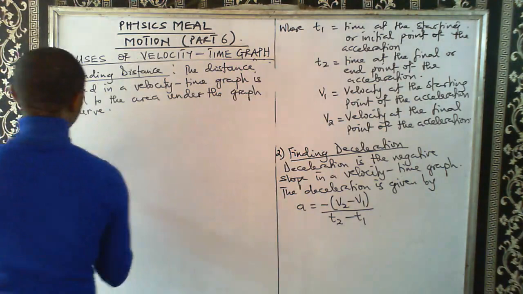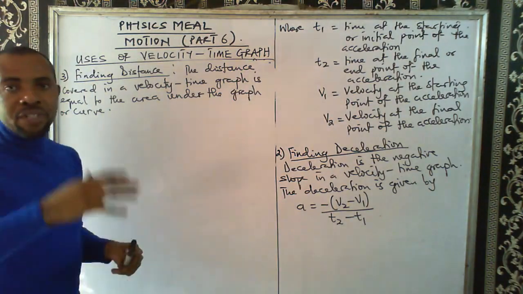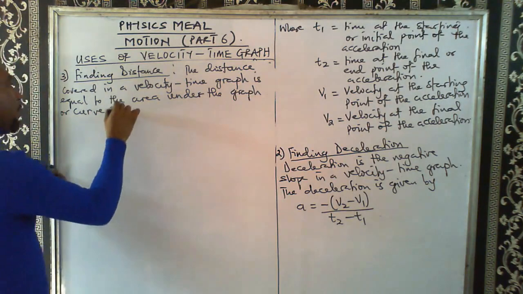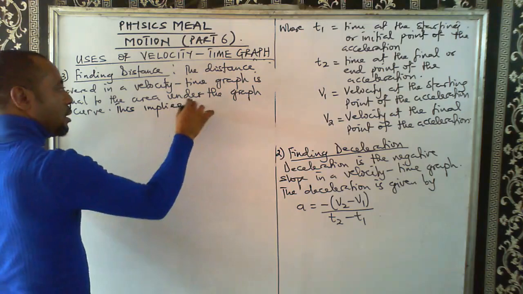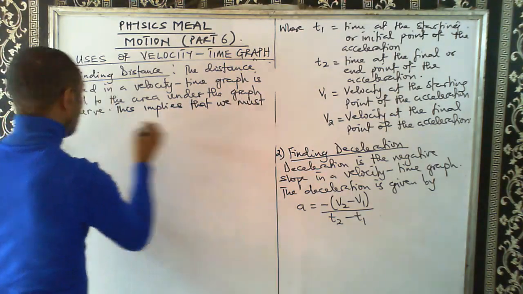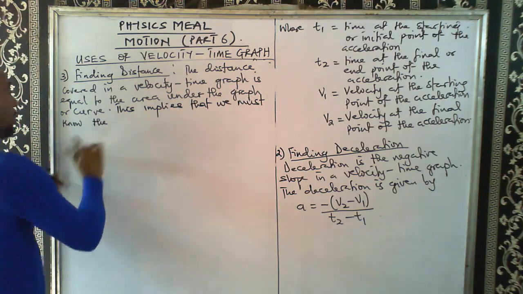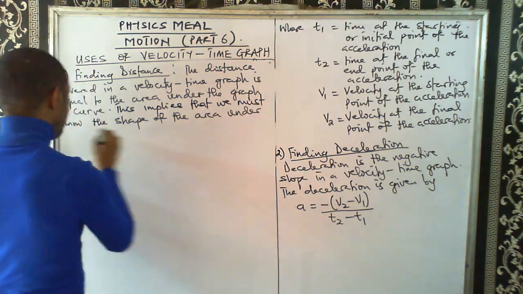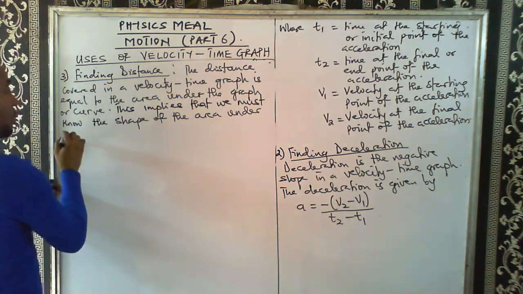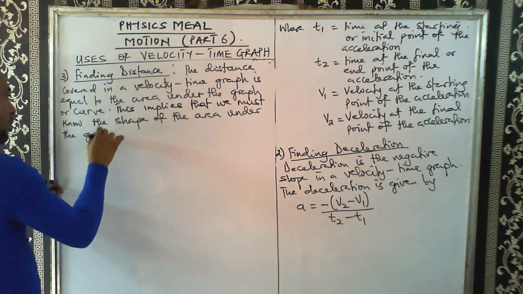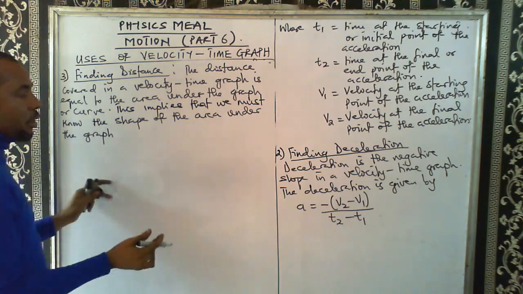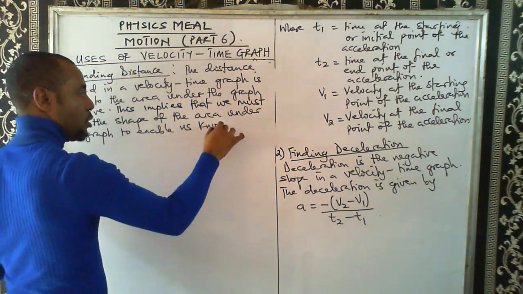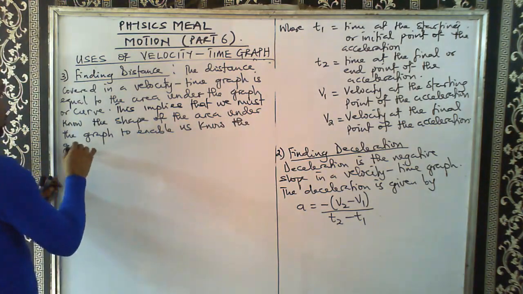So this implies that we must know the shape of the area under the graph, or under a particular region of the graph, to enable us to know the geometrical formula to use.